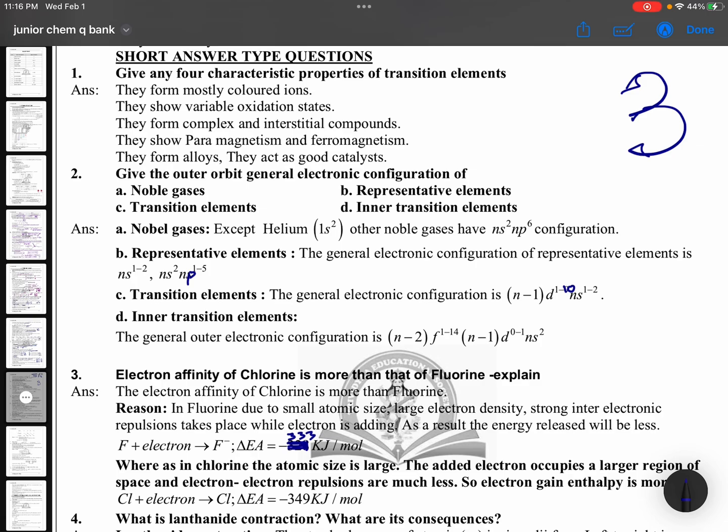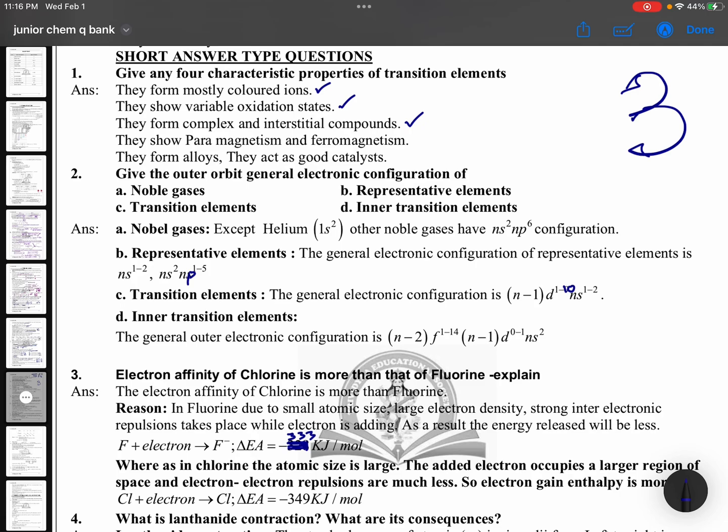They form mostly colored ions. If you want to give the example, say copper plus 2, blue color. They show variable oxidation states. Manganese can show plus 2, plus 4, plus 6, plus 7. They form complex and interstitial compounds. If you want to make them separate, they form complex compounds. They form interstitial compounds. 4 points are over, right?